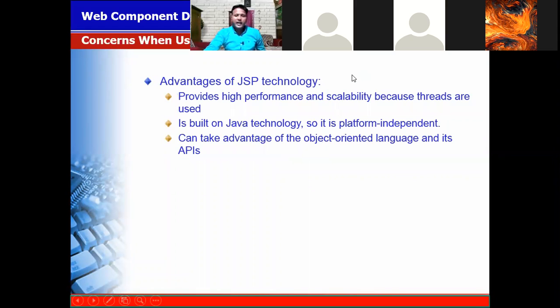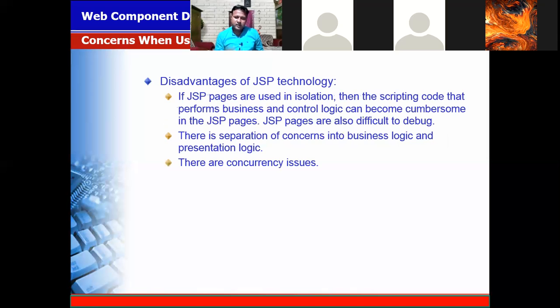Performance wise, when you are using scripting and you run the application, it will take time for processing. But when you are using JSP, it is not taking that time. So performance wise, it is better than other scripting languages. It is built on Java technology, so it is platform independent. It can take advantage of the object oriented language and its API. What are the disadvantages?